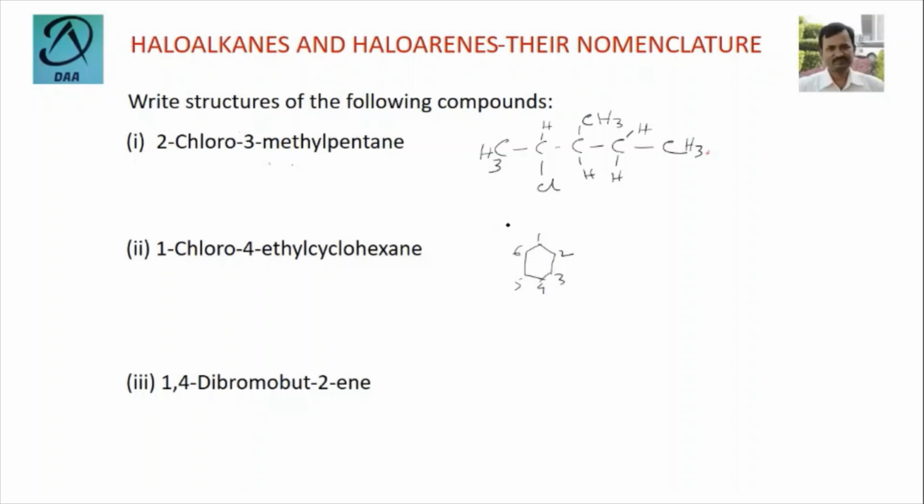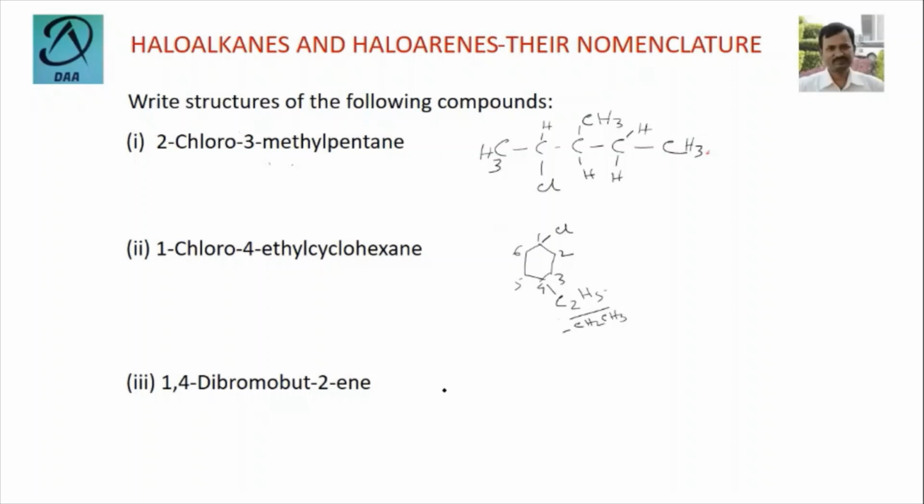Please remember it. So 1-chloro means position number 1. Any carbon you can start with as 1, not only this upper one. So this is position number 1, a Cl, and ethyl is at the 4th position. This is the 4th position. Ethyl means C2H5. So this is the structure. And this one you can also write as CH2, CH3. In this way also you can write.